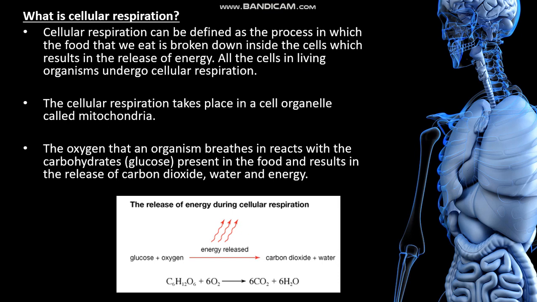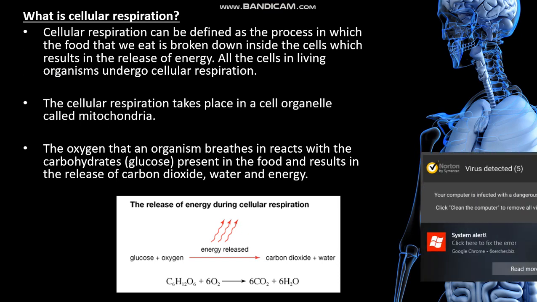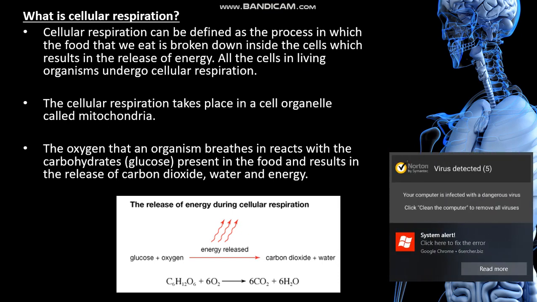What is cellular respiration? Cellular respiration can be defined as the process in which the food that we eat is broken down inside the cells, which results in the release of energy. All the cells in living organisms undergo cellular respiration. It takes place in the cell, inside a cell organelle called mitochondria. The oxygen that an organism breathes reacts with the carbohydrates, glucose, simpler units present in the food, and results in the release of carbon dioxide, water and energy.